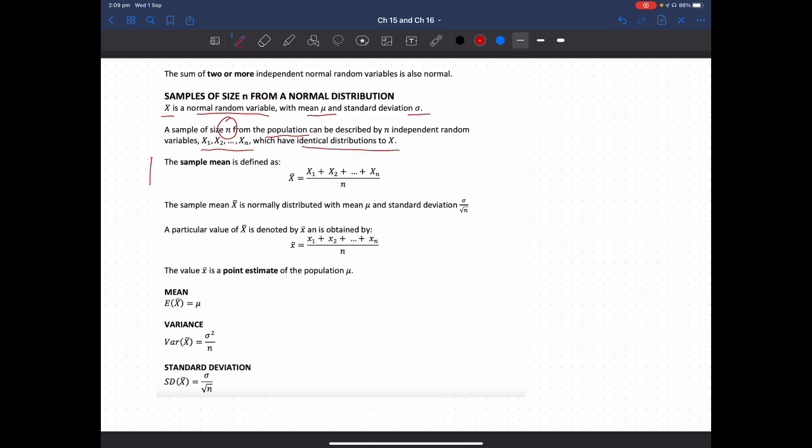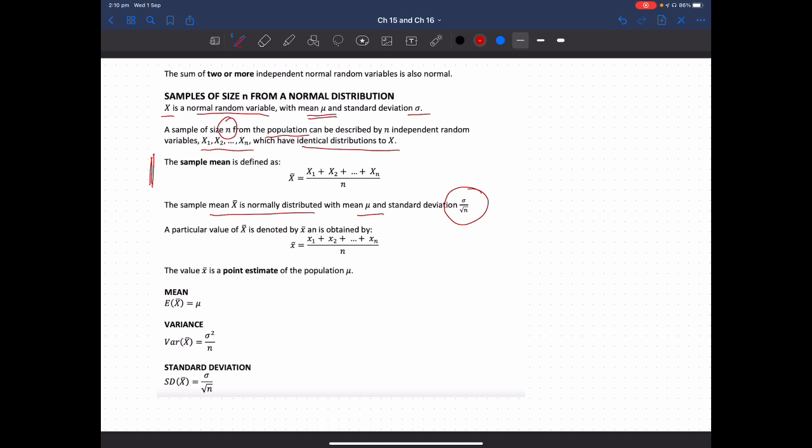So the sample mean, so this is the mean of the sample. You add together x1, x2, all the way up to xn, and divide by n. So the sample mean is normally distributed with a mean of mu, which you would expect, and a standard deviation of sigma over the square root of n. This is taking into account that we don't have the whole population, but we have part of the population.